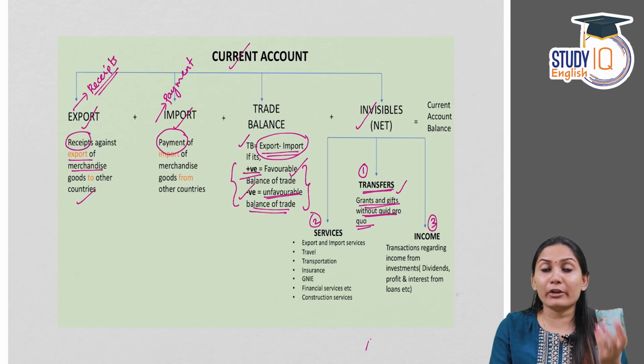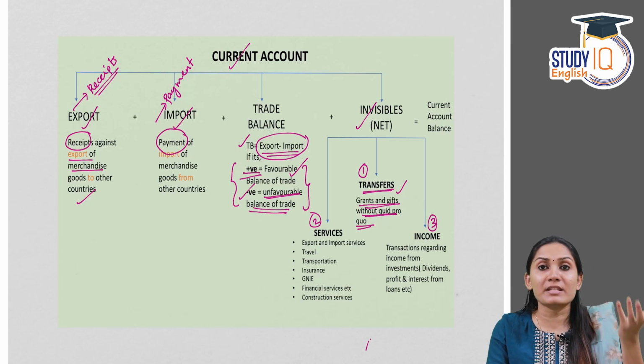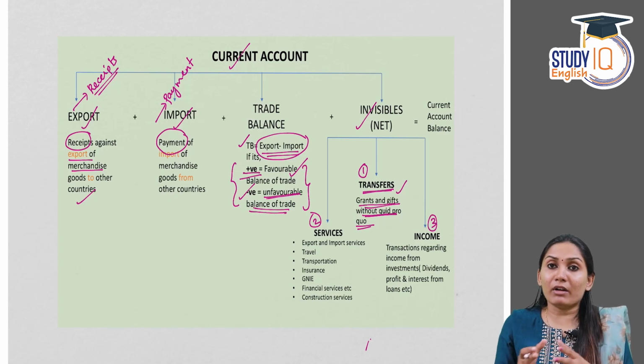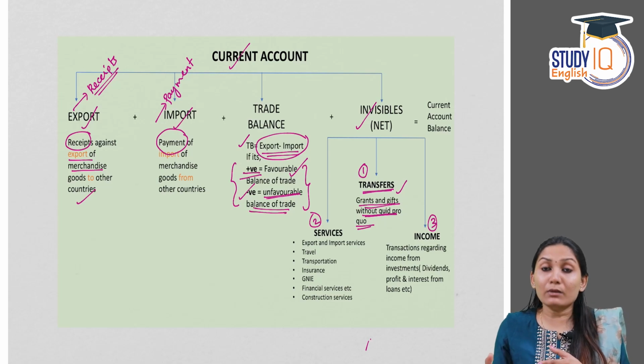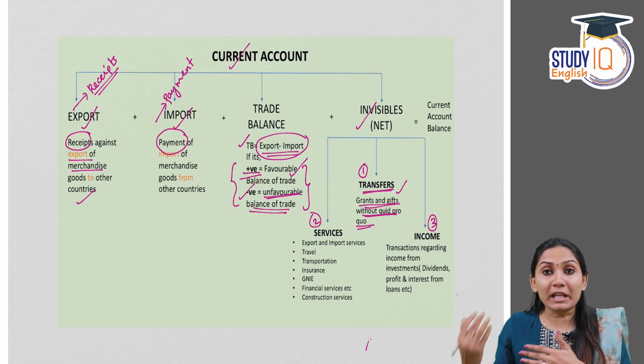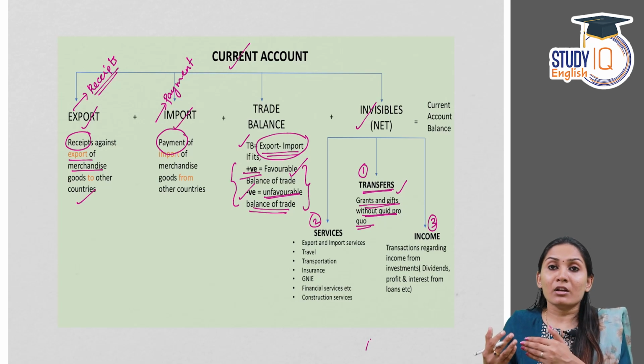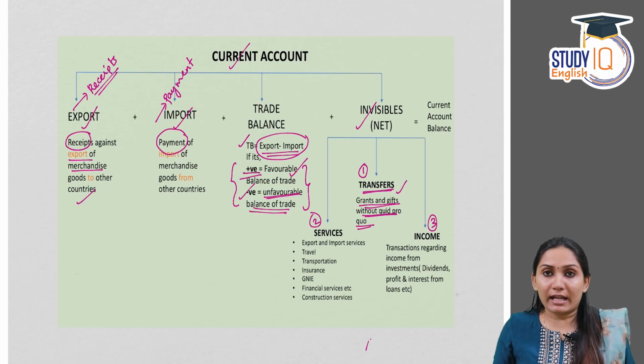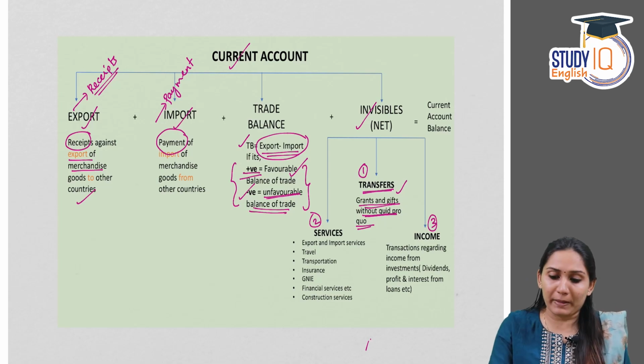For example, if you are getting a gift, it is something that you receive not for any service that you have rendered or for any work that you have done. It is a one-way transaction, and it need not be returned. That is transfer payments. So it includes grants and gifts which need not be repaid and which are not a compensation for any of the services that you have rendered. So that is transfers. It is also known as transfer payments.